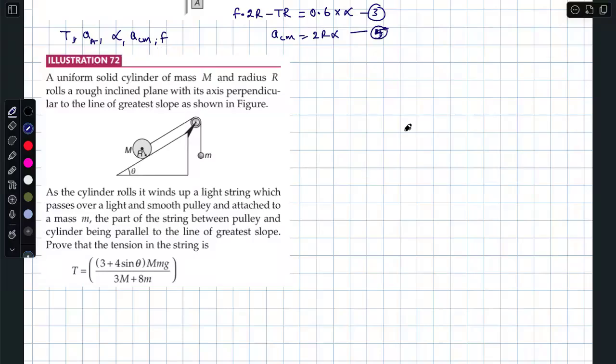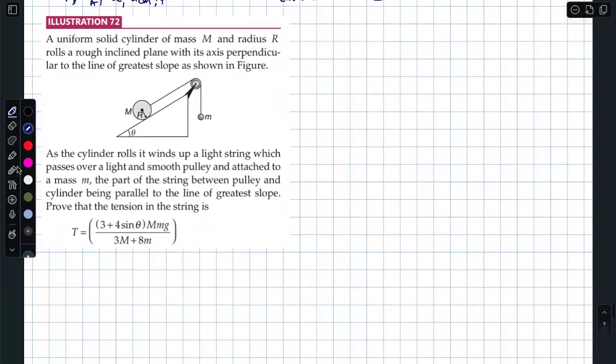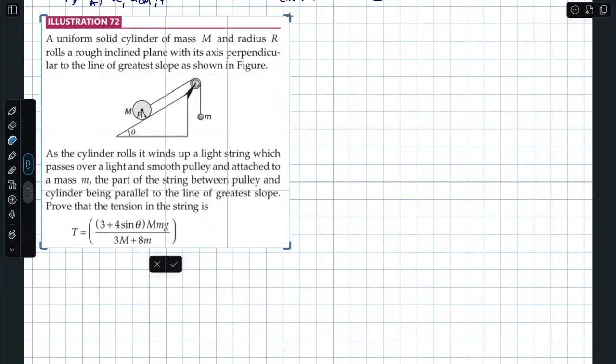The point is, right. This is the next question for us. Try to work on this question. A uniform solid cylinder of mass m and radius r. I don't see any difference between the one which I have done previously and the one which I am doing right now. Right. Only difference is that it's an inclined plane. That's it. It is just an inclined plane.